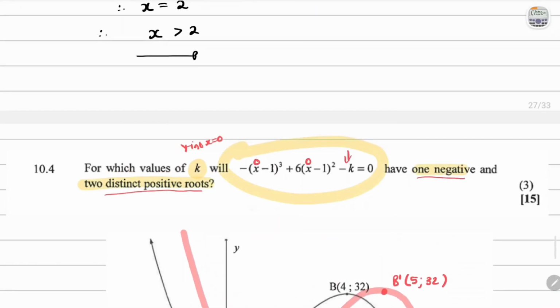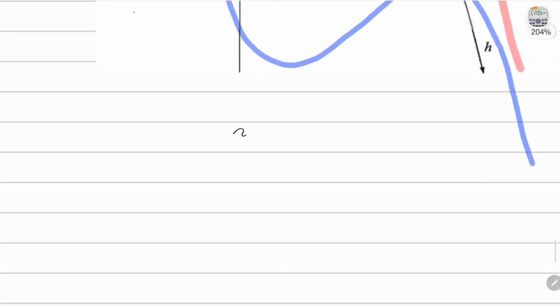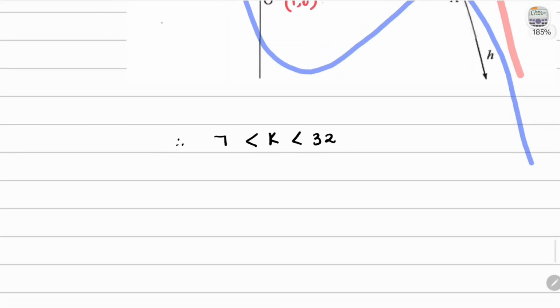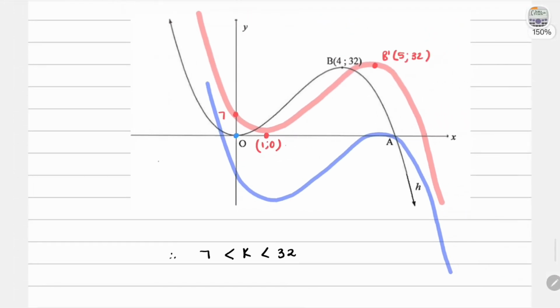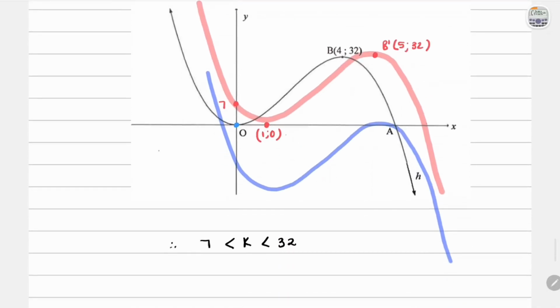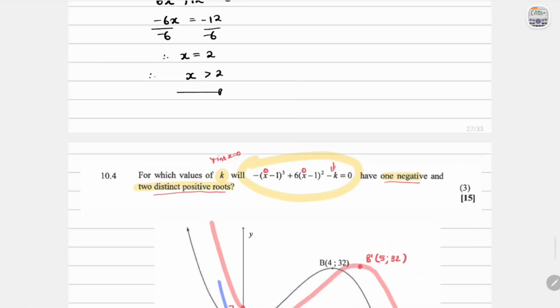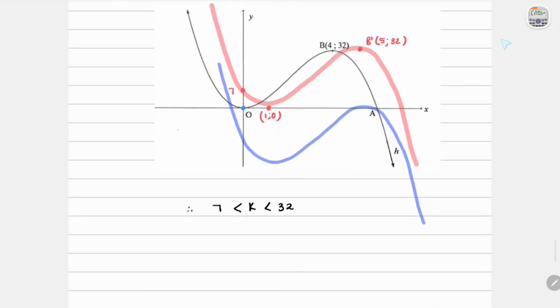Now you can already see that we have a minus here. So that's already accounting for the downward shift. So we can just tell them that k just needs to be a value that is greater than 7, but less than 32. And if we do that, then you'll see that it will always have 1 negative and 2 distinct positive roots. And that is our answer. And that is it for question 10.